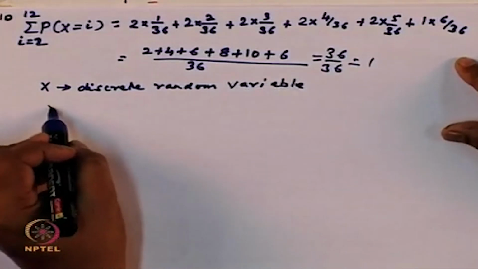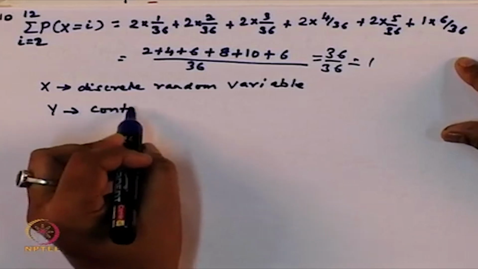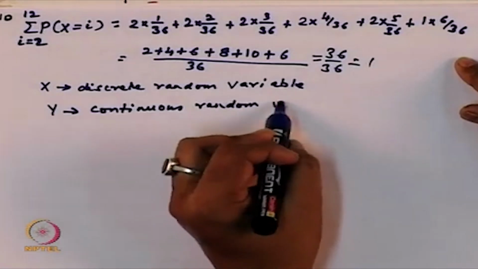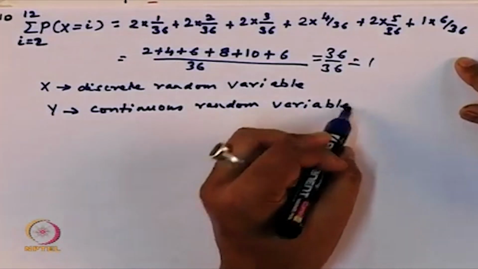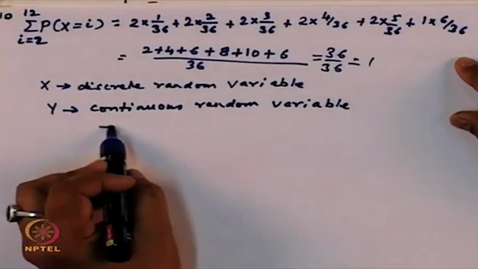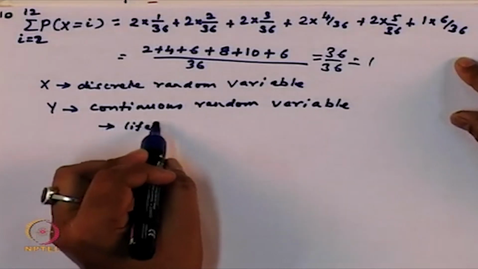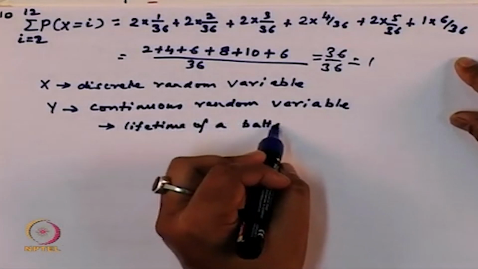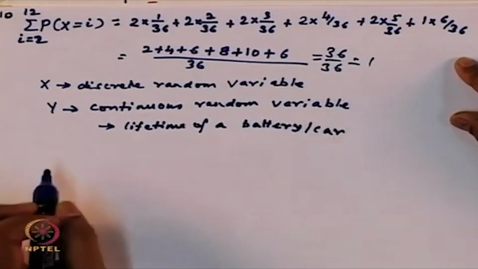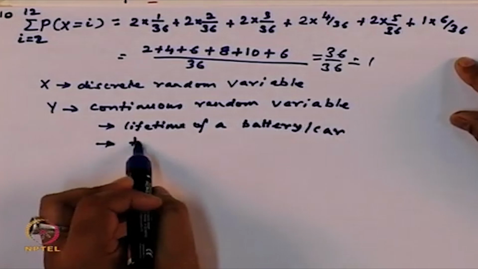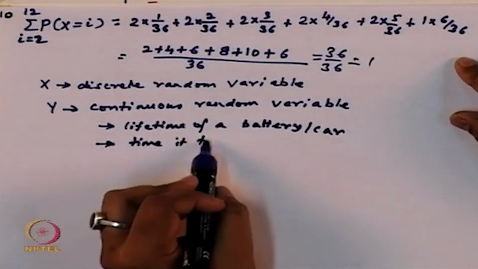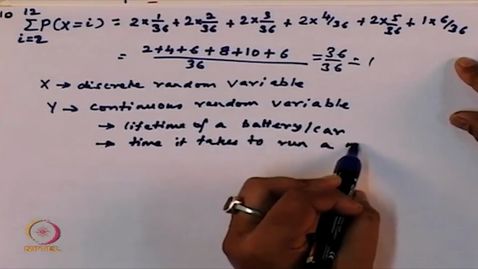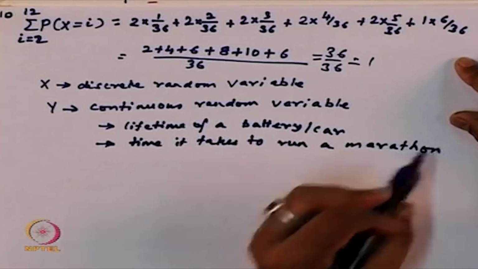I can also think of a continuous random variable, which is nothing but, for example, the lifetime of a battery or car, or the time it takes to run a marathon, and so on and so forth.